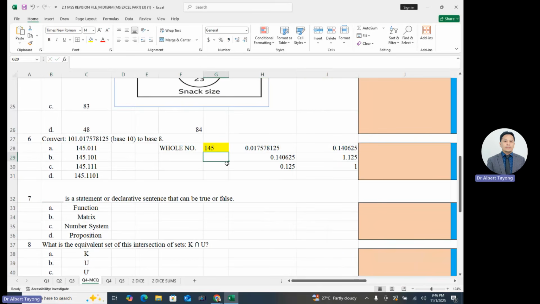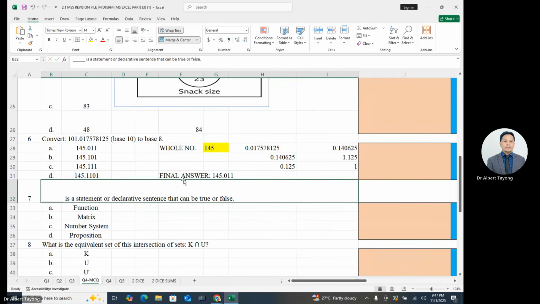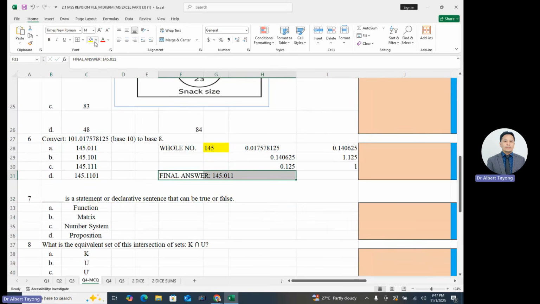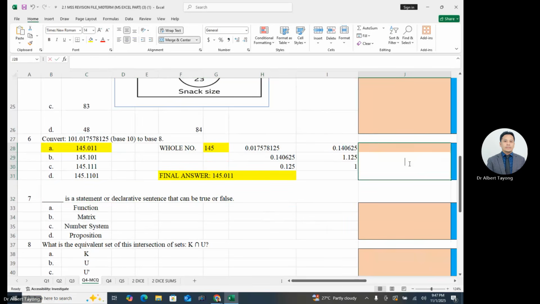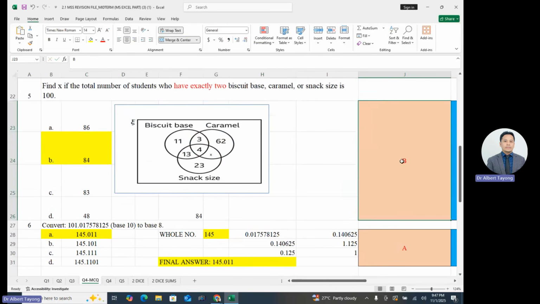So the final answer is 145. You have to combine. The whole number is 145 point. Here, take only the whole numbers. So 0, 1, and 1. So 0, 1, 1. So this is the final answer, which is letter A. Here we have B.